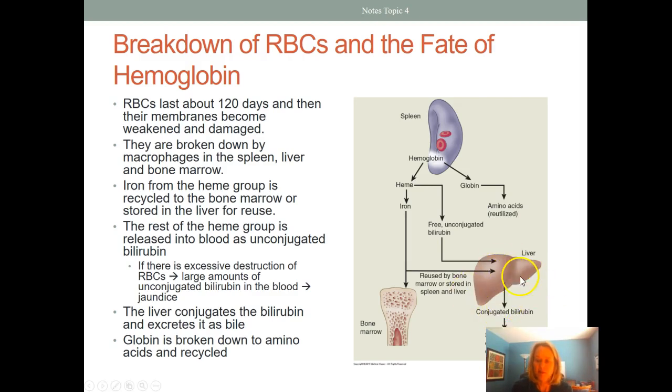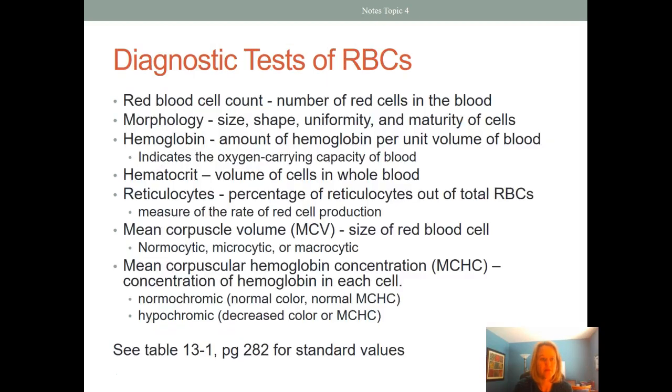If we have liver failure, then we can have difficulty conjugating that bilirubin, and that can also be a cause of jaundice. We'll talk about these causes of jaundice when we get to Topic 8 much later, but for now, know that we can get jaundice if we have excessive amounts of this free unconjugated bilirubin due to excessive hemolysis or breakdown of red blood cells.